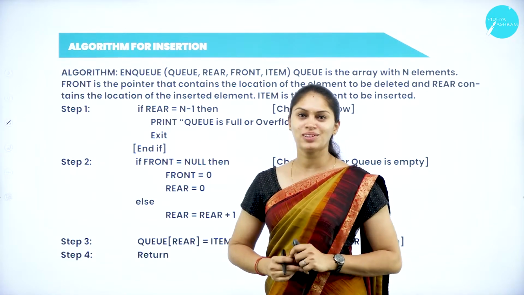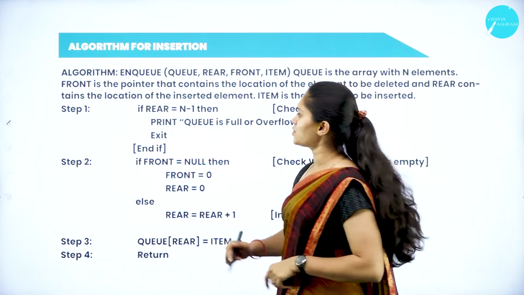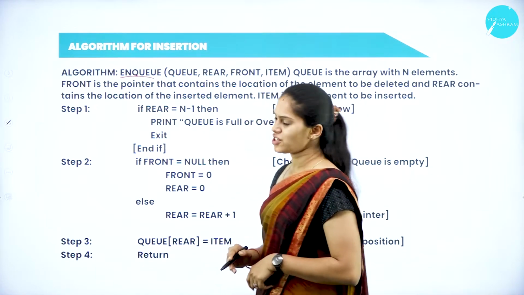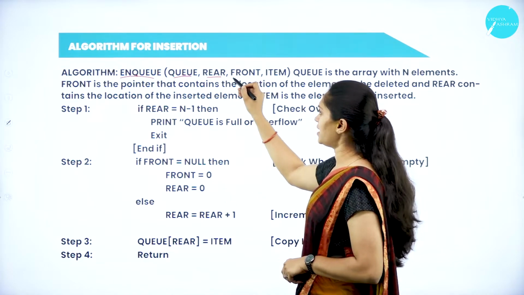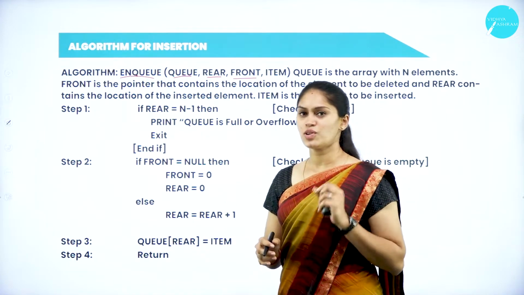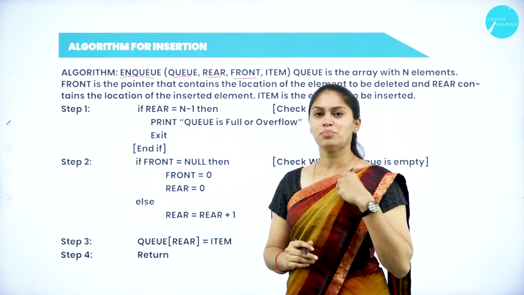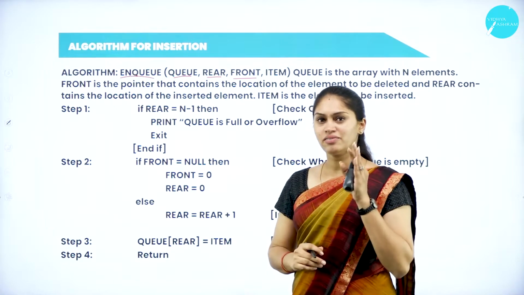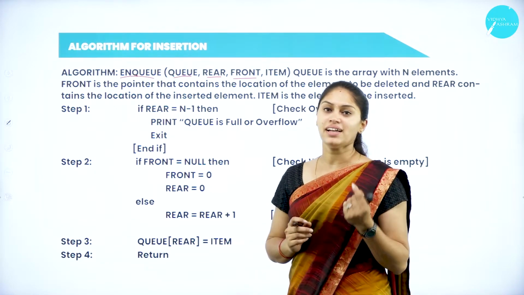So now we'll see the algorithm, what are the necessary contents that we require in order to add. So here NQ is the name of a function, and we have Q. We must have Q, then the rear pointer must be there, the front pointer must be there. So the rear pointer indicates where we are going to insert a new element. The front pointer indicates the location of the element from where we are deleting.